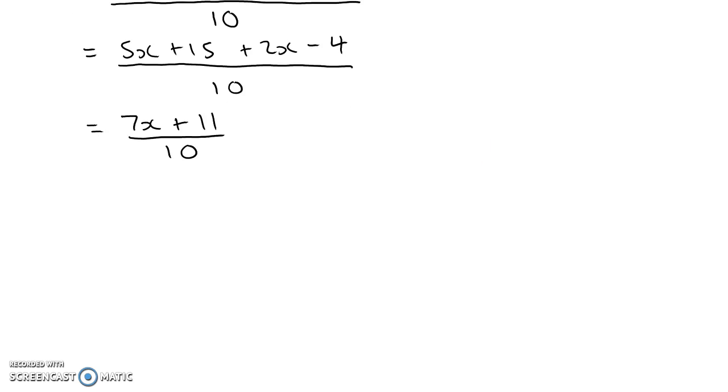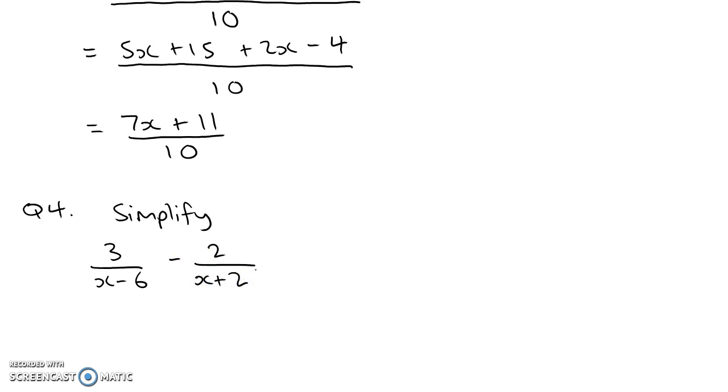Now let's look at one more. This one's a little bit trickier. Let's solve 3 over x minus 6 minus 2 over x plus 2. Now first step again is to make the lowest common denominator. Now the lowest common denominator of these two fractions is found by just multiplying the two denominators together.